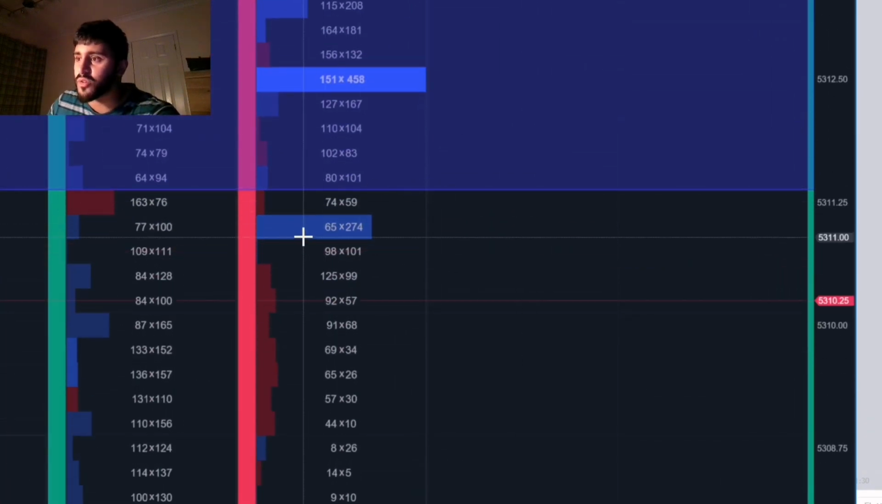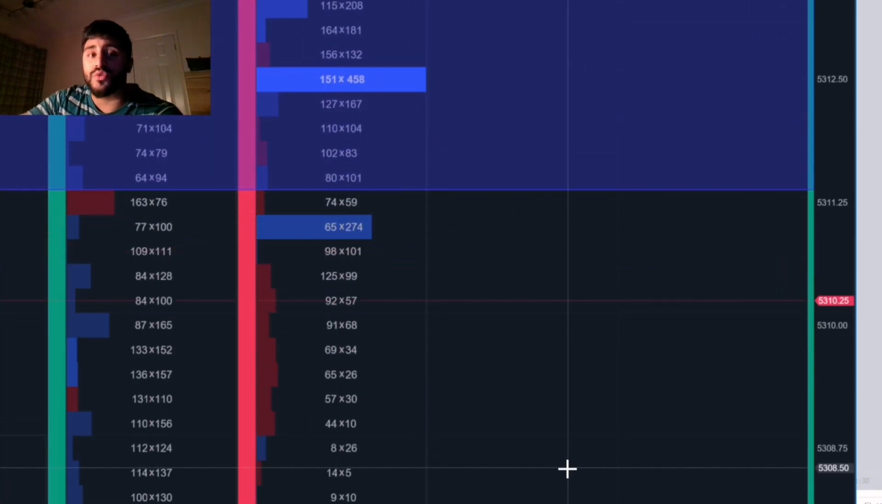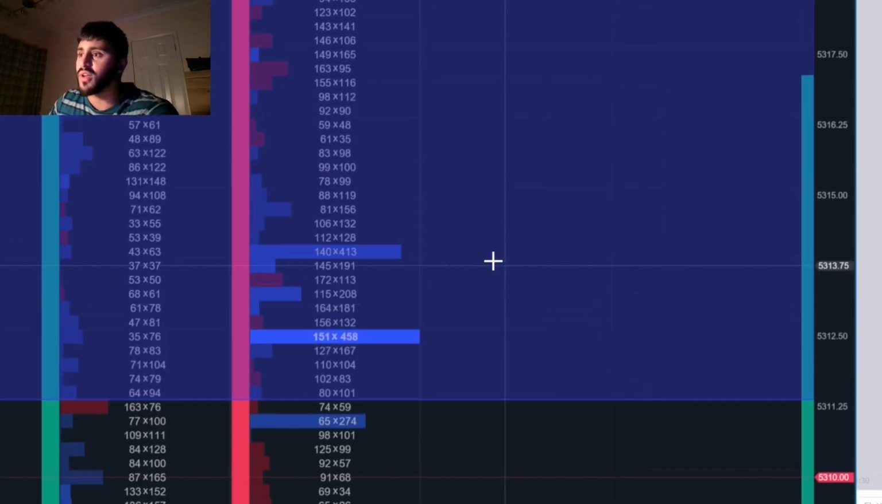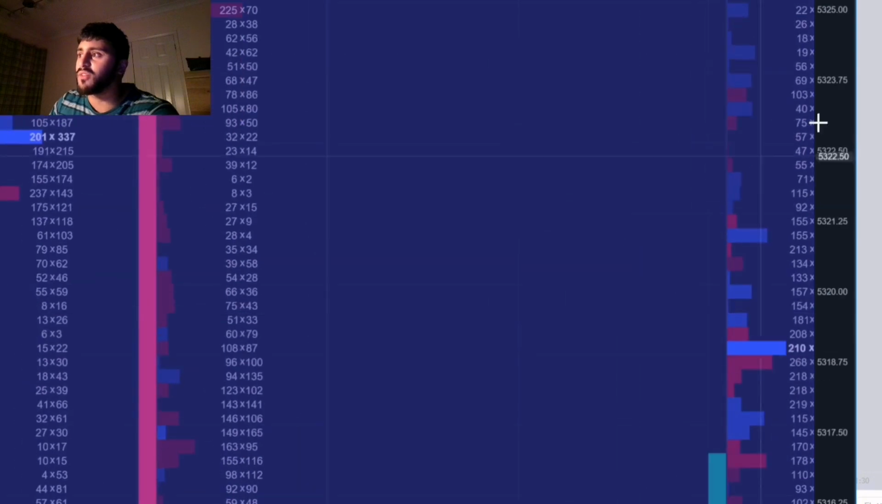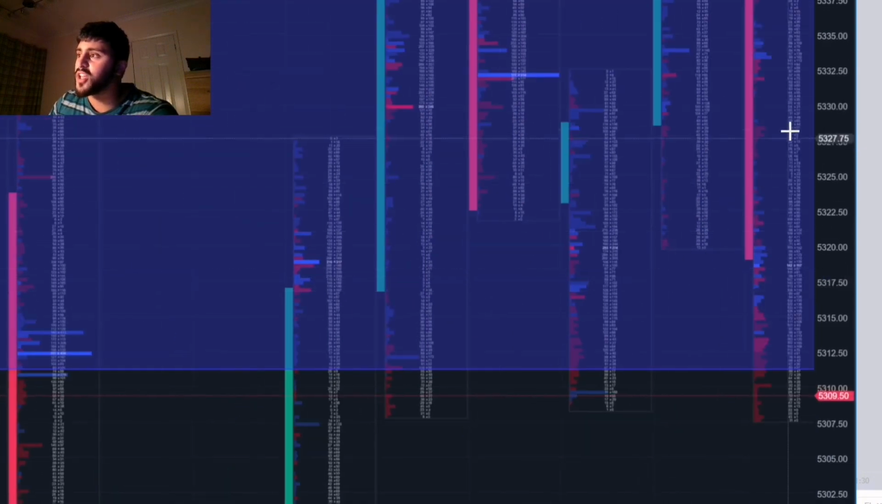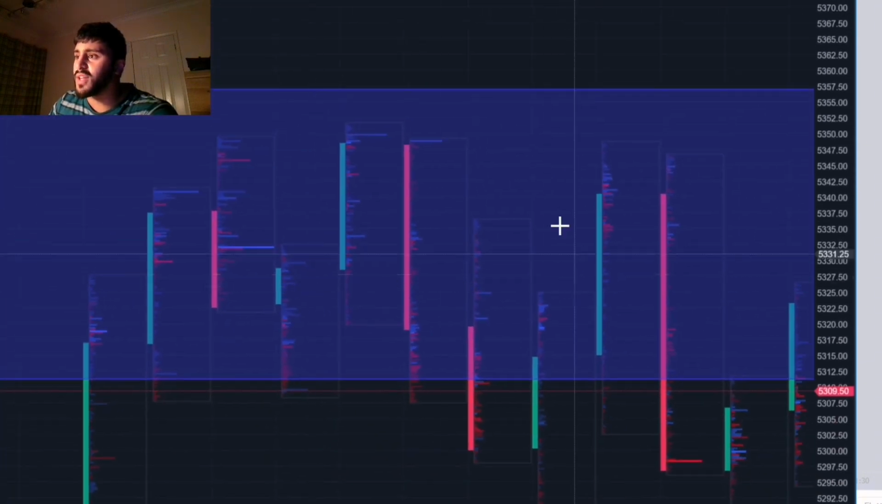Also coming into the zone, just below the zone, 65 for 274. So we had aggressive buyers driving price into the zone. Again, aggressive buyers over here. So we have a lot of aggressive buyers trying to drive price up. Again, when we look here at the top.